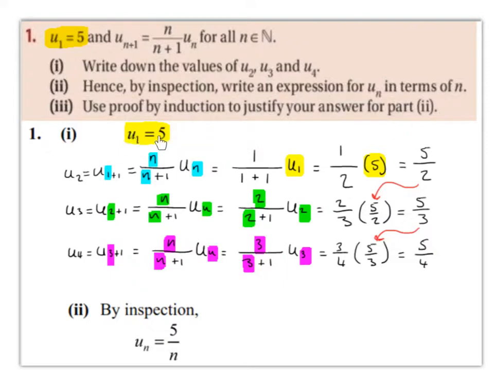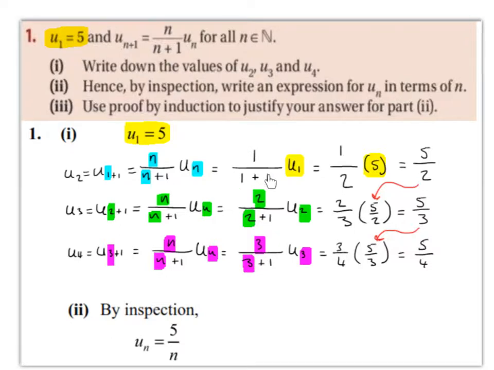So if u1 is equal to 5, then u2 is equal to u(1+1), which is equal to n over n plus 1 times un. So we swap each of those n's for 1. So we have 1 over 1 plus 1, and we swap un for u1.